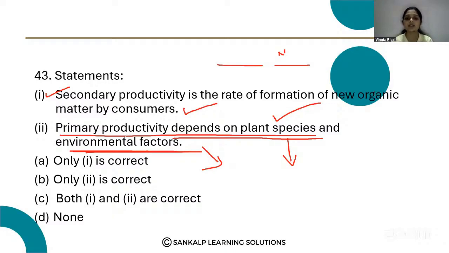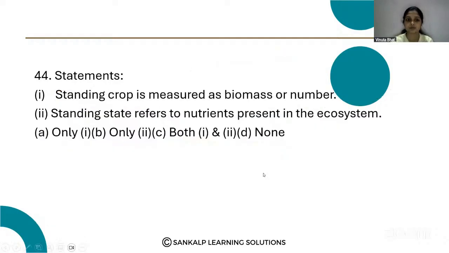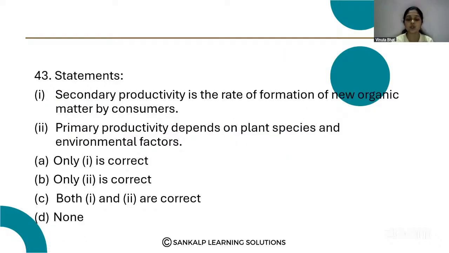So primary productivity depends on all of that. The options: only 1 is correct, only 2 is correct, both 1 and 2 are correct, none. So which option is correct here? Both 1 and 2 are correct. Option C is the correct answer. That is, both 1 and 2 are correct.